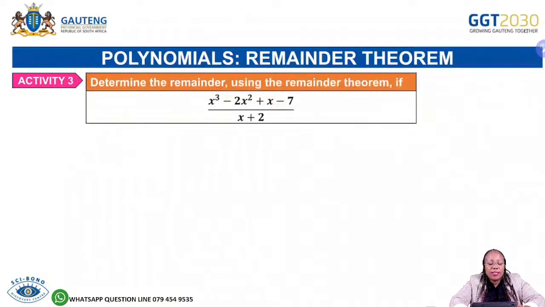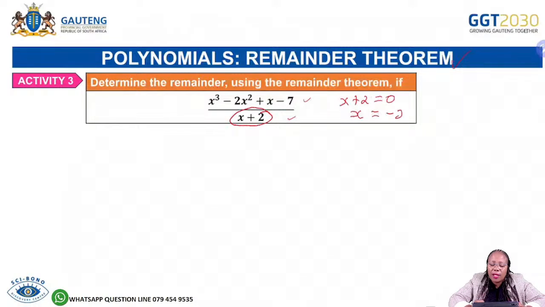Okay, and then determine the remainder. We are still on remainder theorem. Determine the remainder using the remainder theorem if this x cubed minus 2x squared plus x minus 7 is divided by x plus 2. Here we are trying to bring another different way of noting your question. Okay, so here you can see what is your divisor, x plus 2. Same method. We take x plus 2, we let it equal to 0. So we will be substituting x with a negative 2 to get the remainder.